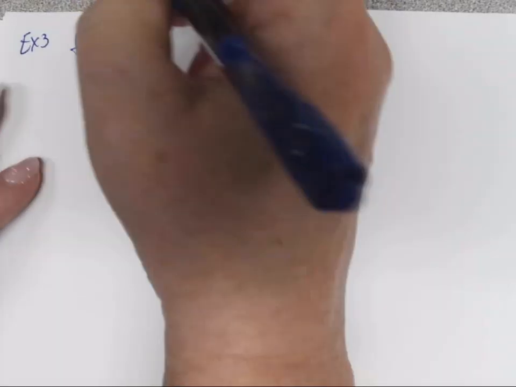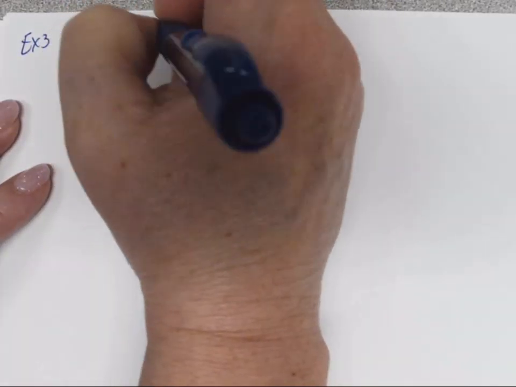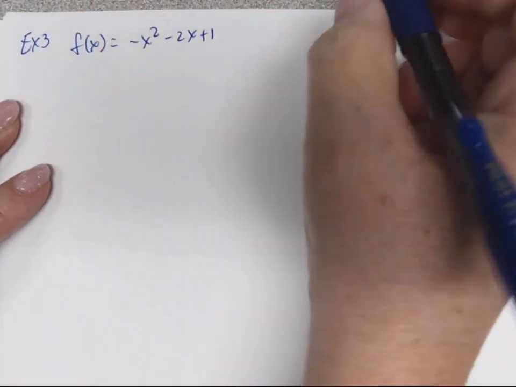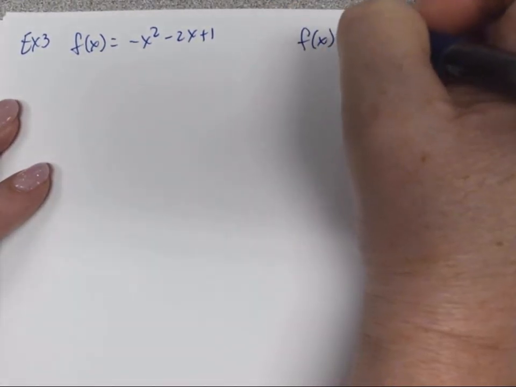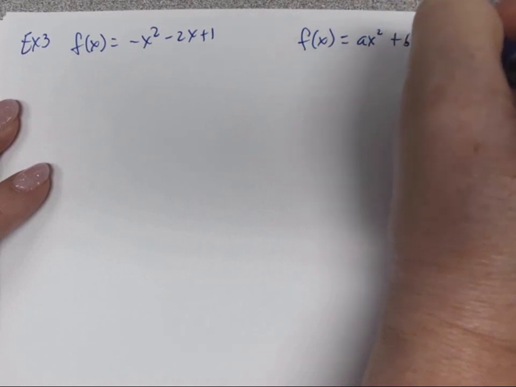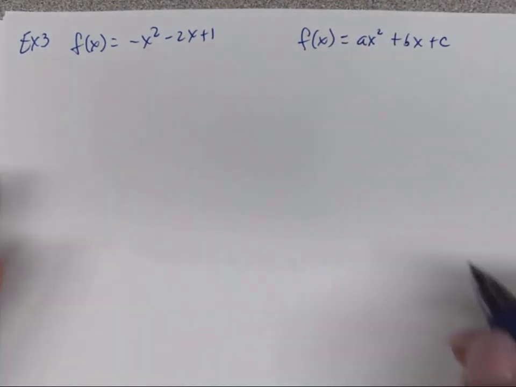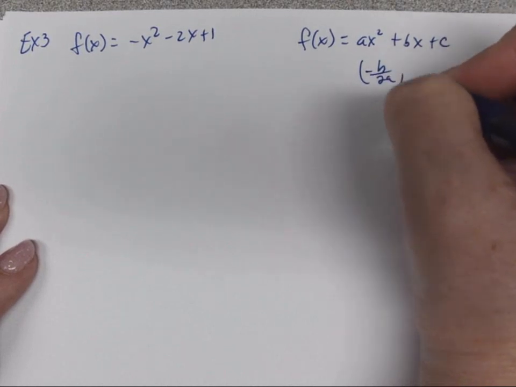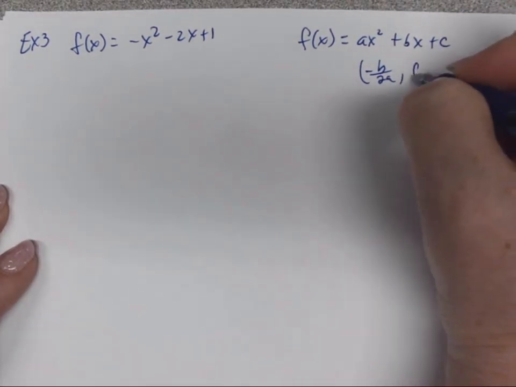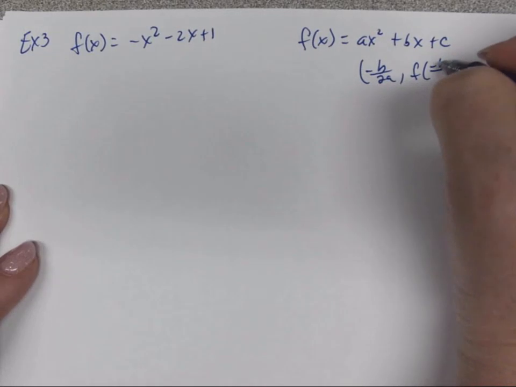All right, so this will be example 3. So we are looking at f of x is equal to -x squared minus 2x plus 1. And we're at f of x is equal to ax squared plus bx plus c. And our vertex will be -b over 2a with the function of -b over 2a.